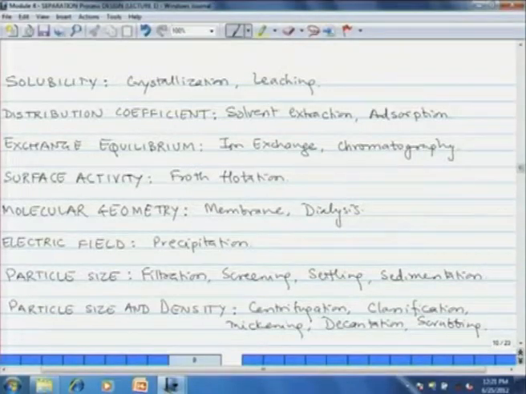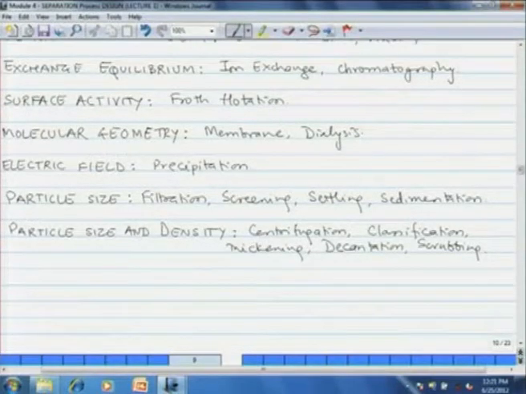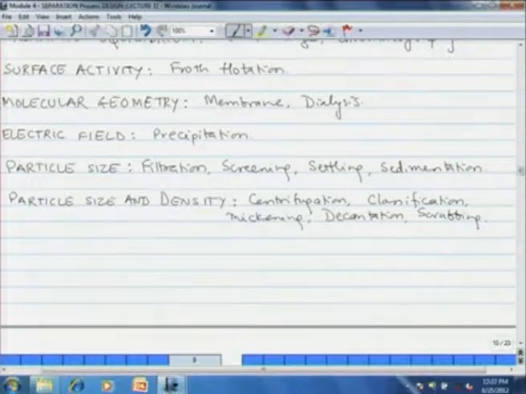Then the molecular geometry, that is for membrane and dialysis. Then the electric field for precipitation. Then the particle size is a property for filtration, screening, settling and sedimentation processes. Then particle size and density together are the properties for the design of centrifugation or classification, thickening, decantation or scrubbing processes.